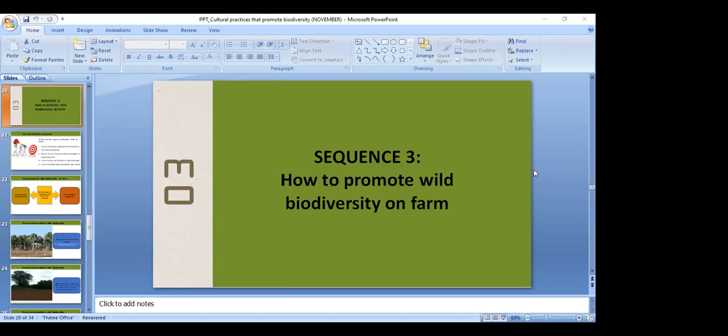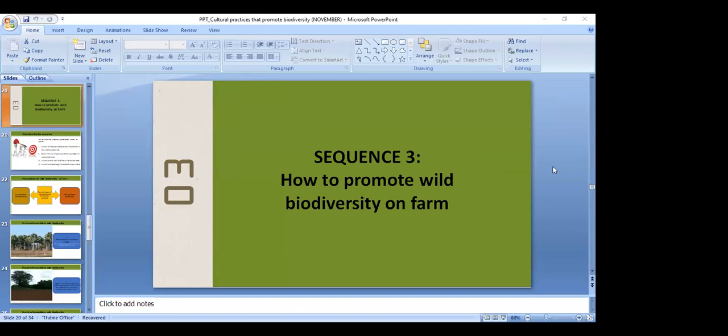So, over the weeks, we've been discussing the layouts that promote biodiversity. And today we'll be going to sequence 3, which happens to be the last sequence. We'll be discussing today how to promote wild biodiversity on the farm. We've already established that wild biodiversity is such that we have little or no control over, because we do not intentionally cultivate there.